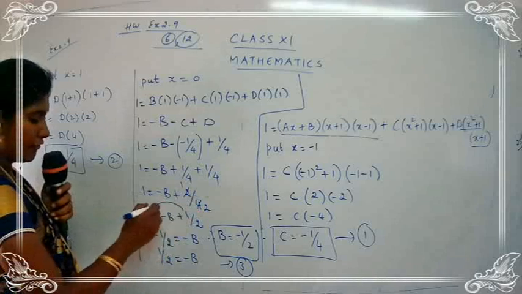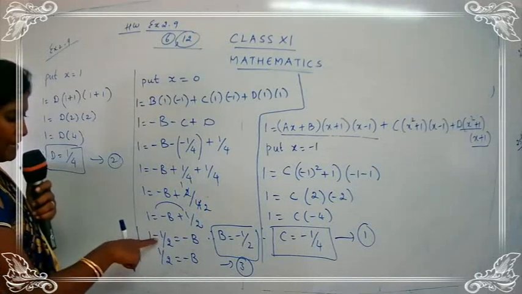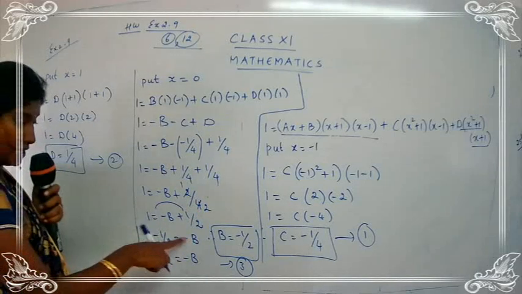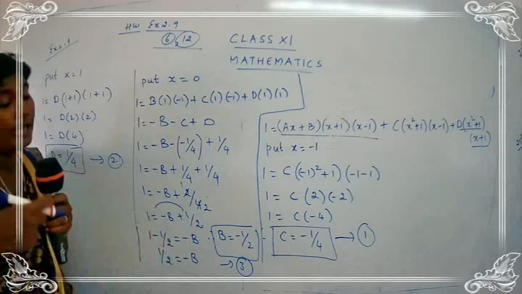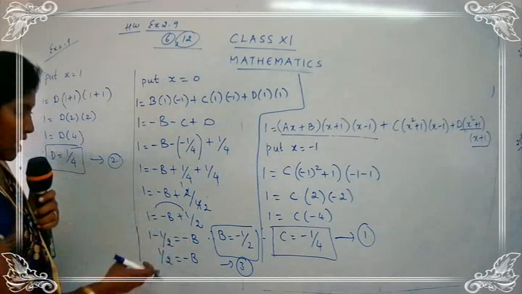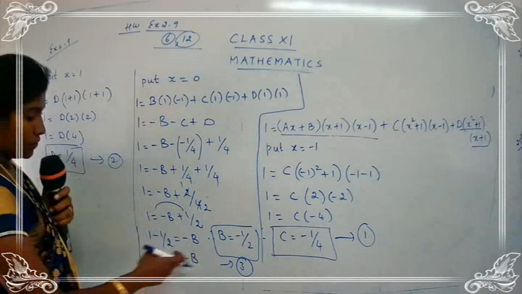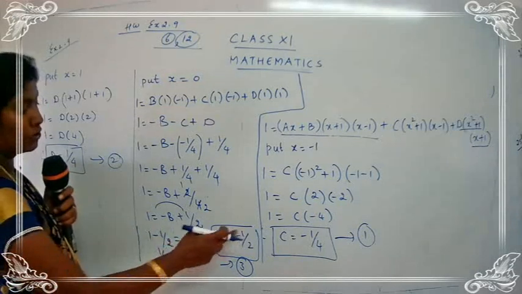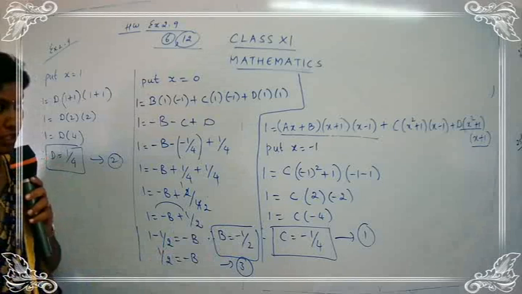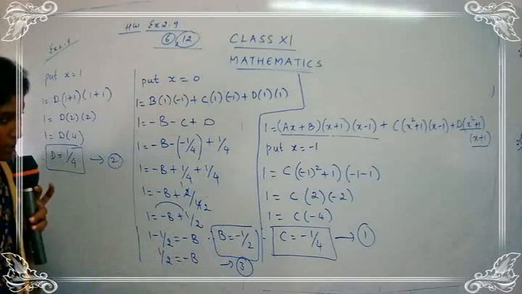So 1 is equal to minus b plus half. I am going to take this half to the LHS side. So 1 minus half is equal to minus b. You know the value for half. That is, if you take half from 1, what is left? Half is equal to minus b. So what is the value for b? b is equal to minus half. Are you clear, children? So we have found the 3 values.